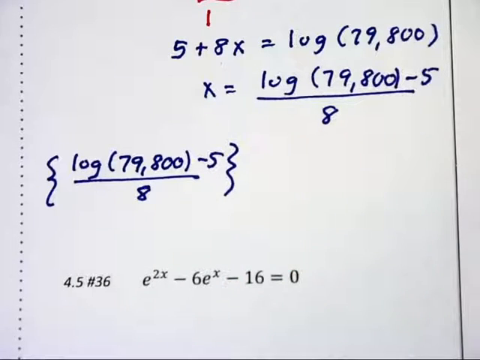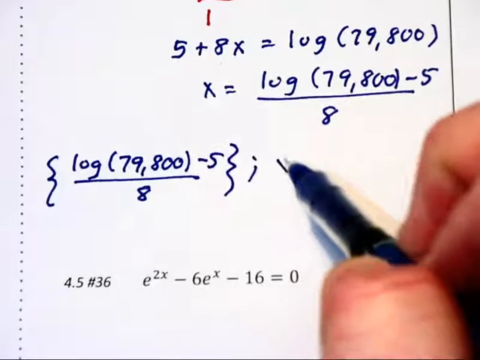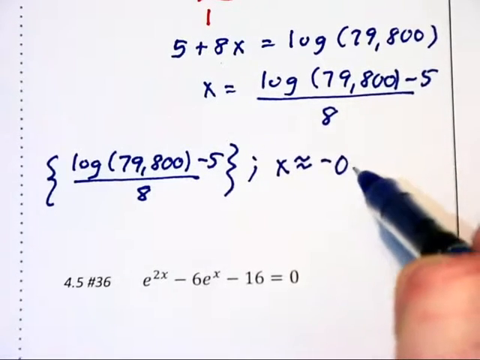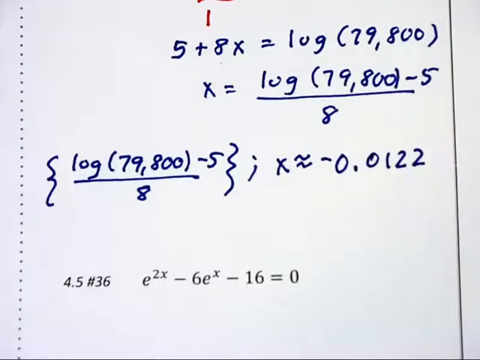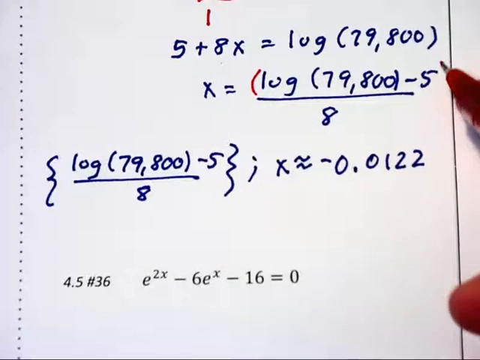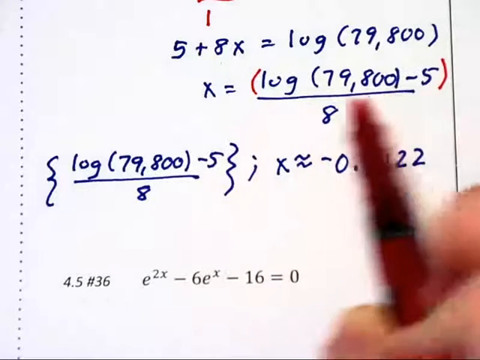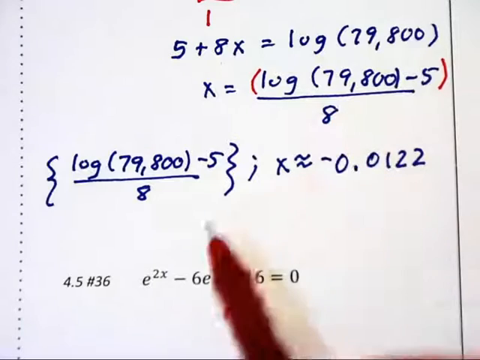Now, if we are looking for a decimal approximation, it turns out that that decimal approximation to 4 decimal places is negative 0.0122. And I might mention that it's smart to put parentheses around the numerator before typing this into your calculator. Otherwise, you need to find the value of the numerator, hit equals, and then divide by 8.